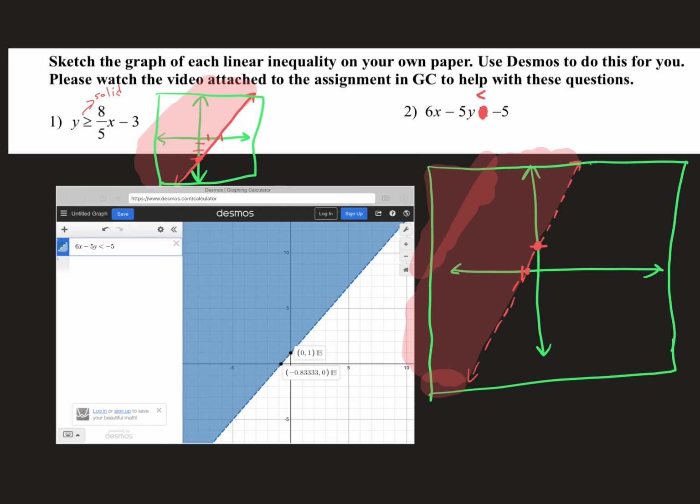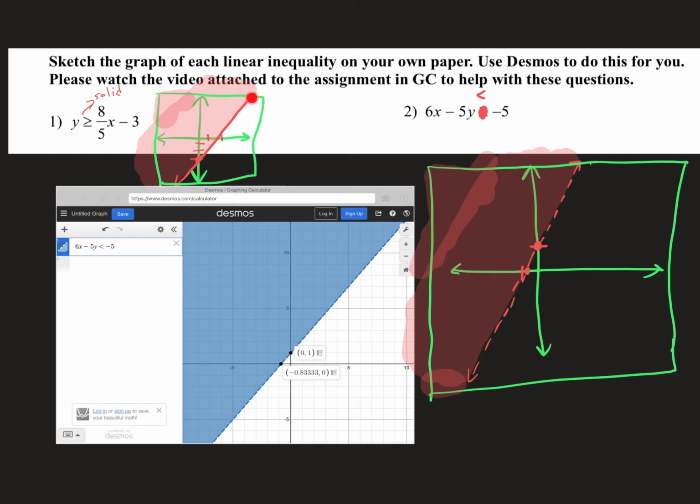So I got to add some shading. And I went outside of it a little bit, and that's okay. So now what this tells me, and we'll see in just one moment, is all the ordered pairs that are in this area are a solution to this inequality. And all the ordered pairs that are in this shaded region or area are a solution to this inequality.